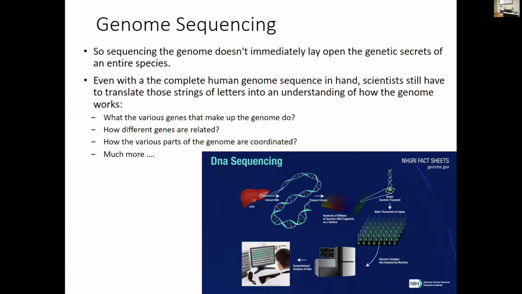So sequencing the genome doesn't immediately lay open the genetic secrets of an entire species. Even with the complete human genome in hand that we have currently, scientists still have to translate those strings of letters into an understanding of how the genome is working: what the various genes that make up the genome are, what they are doing, what the differences between different genomes are, and how these differences are translated to the phenotype, to the differences between us.